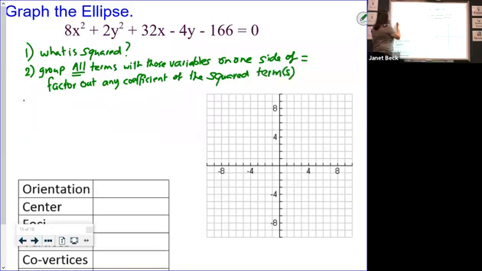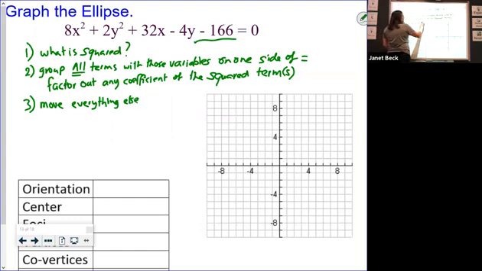Okay, then you remove any variables that don't have a squared term and any constant. And on an ellipse, it's just going to be the constant. You move anything that you hadn't grouped like that to the other side. Move everything else. In this case, it's just going to be this one. Move everything else to the other side.